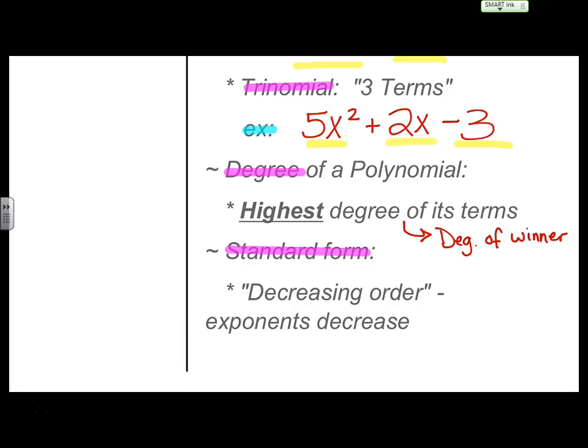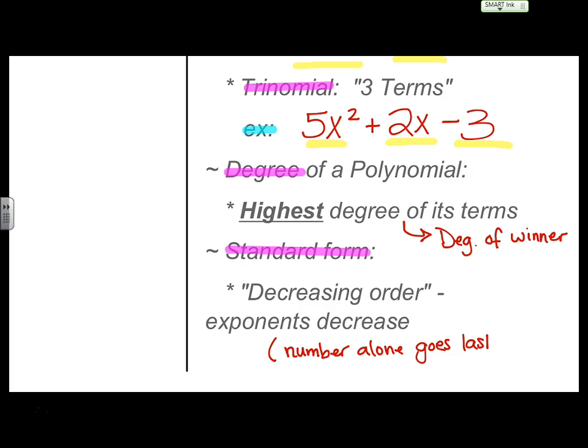And the last little piece you guys need to write down, standard form. Jordan referred to this earlier. We go in decreasing order. One little hint is the number alone, the constant alone, goes last. The number alone goes last.